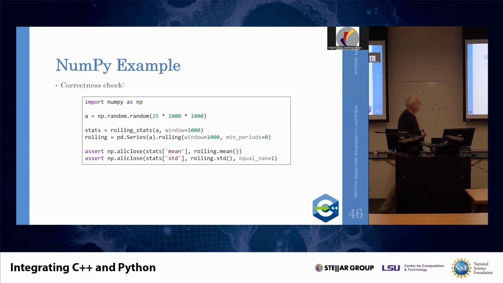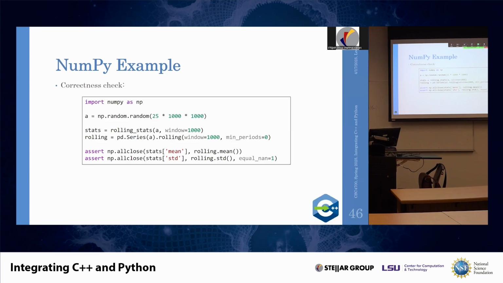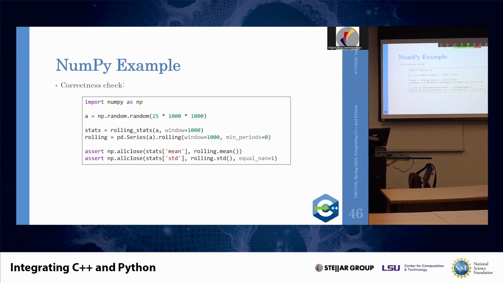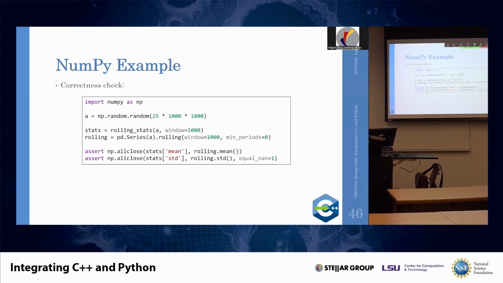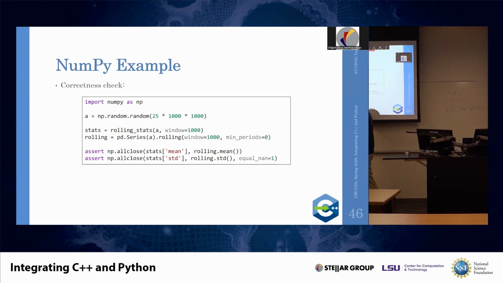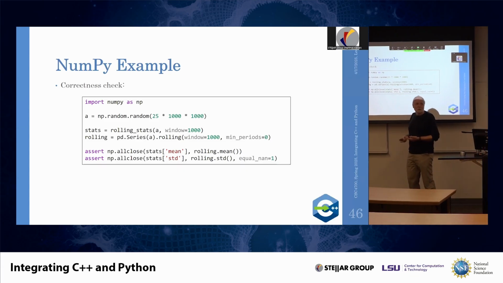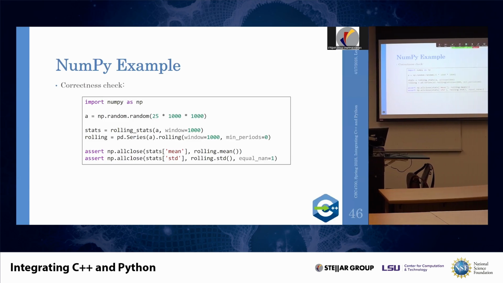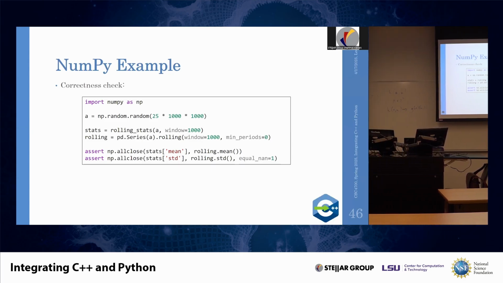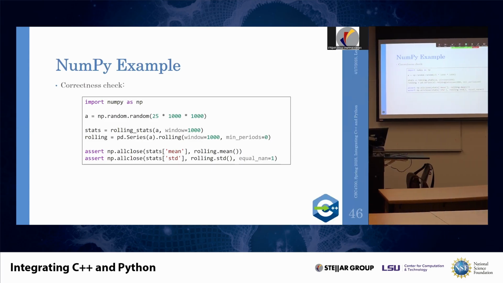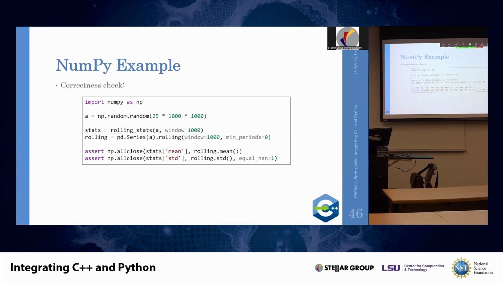So let's do a correctness check. Let's compare that with calling the rolling functionality on the Pandas side. I can do the same thing I implemented using Pandas by just saying rolling.mean, rolling.std, which does exactly the same computation as I implemented on the C++ side. Just to show you, when you run this code, these assertions will not fire. So it produces a correct result.